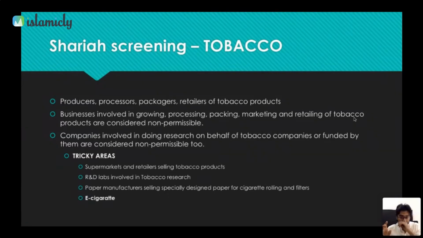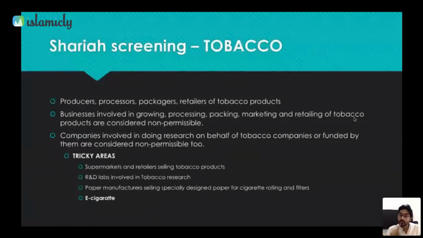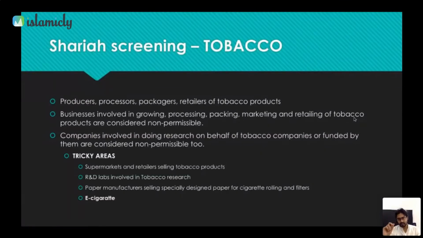So a supermarket, if you're analyzing the supermarket, the revenue from selling of tobacco products will be considered non-permissible. Again, if you're analyzing a real estate company which has lent real estate space to supermarkets, then the area in which tobacco products are stored will be considered non-permissible, and that proportion of the rental income will be considered non-permissible.